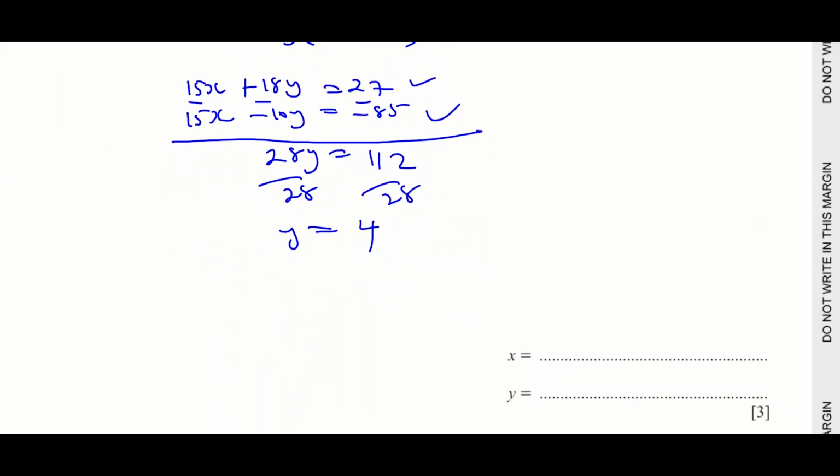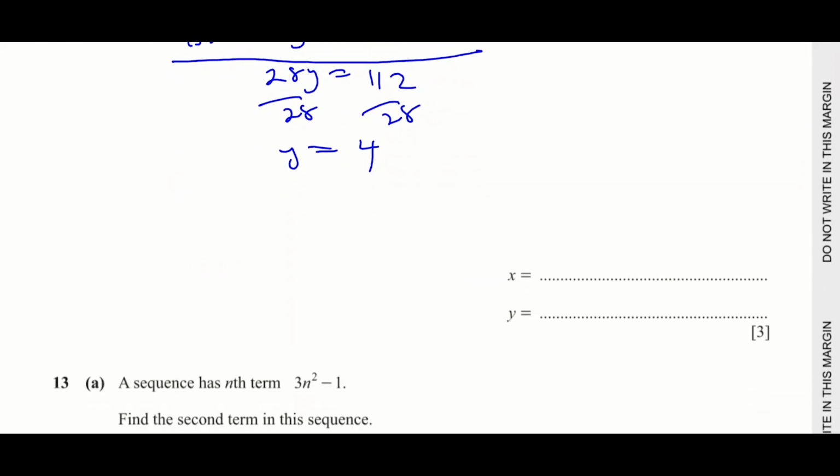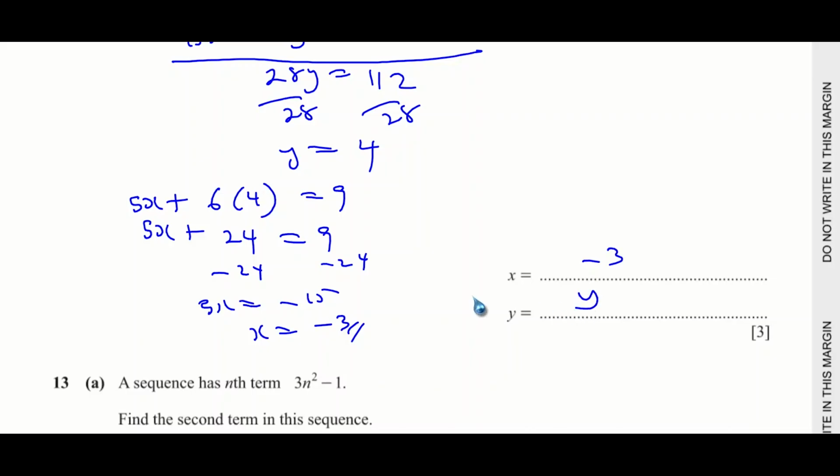So I will substitute into the first one, 5x plus 6y equals to 9. So 5x plus 6 into 4 equals to 9. So 5x plus 24 equals to 9. So 5x will be equals to, you can subtract 24 straight away. So you have 5x equals to 9 minus 24, that will be minus 15. Then x equals to negative 3. So x equals to negative 3 and y equals to positive 4.